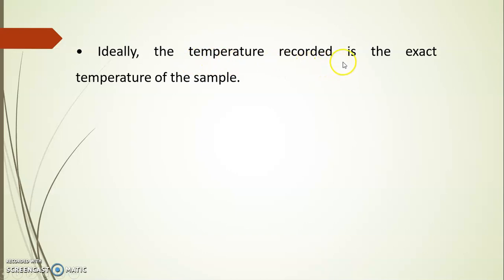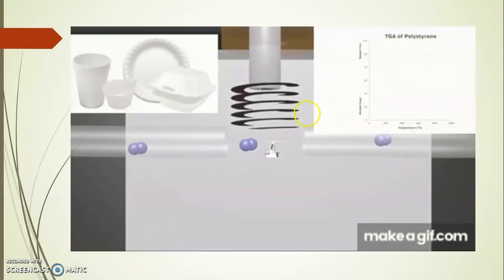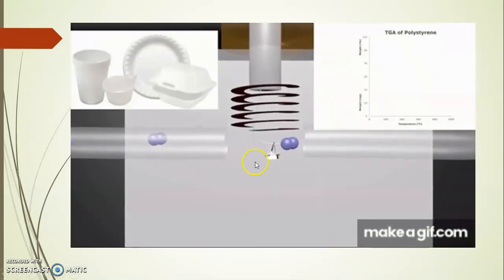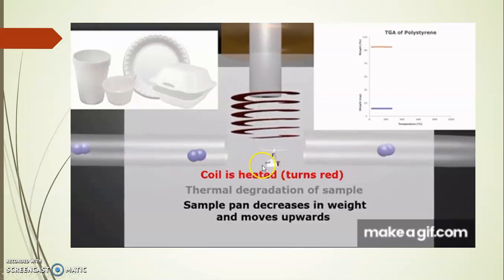Ideally, the temperature recorded is the exact temperature of the sample. There are a number of types available for a sample holder, such as shallow pans, deep crucibles, loosely covered crucibles and retort cups. These are the types of sample holders which are used in the TGA instrument. This is the technique in which we record the thermogram.